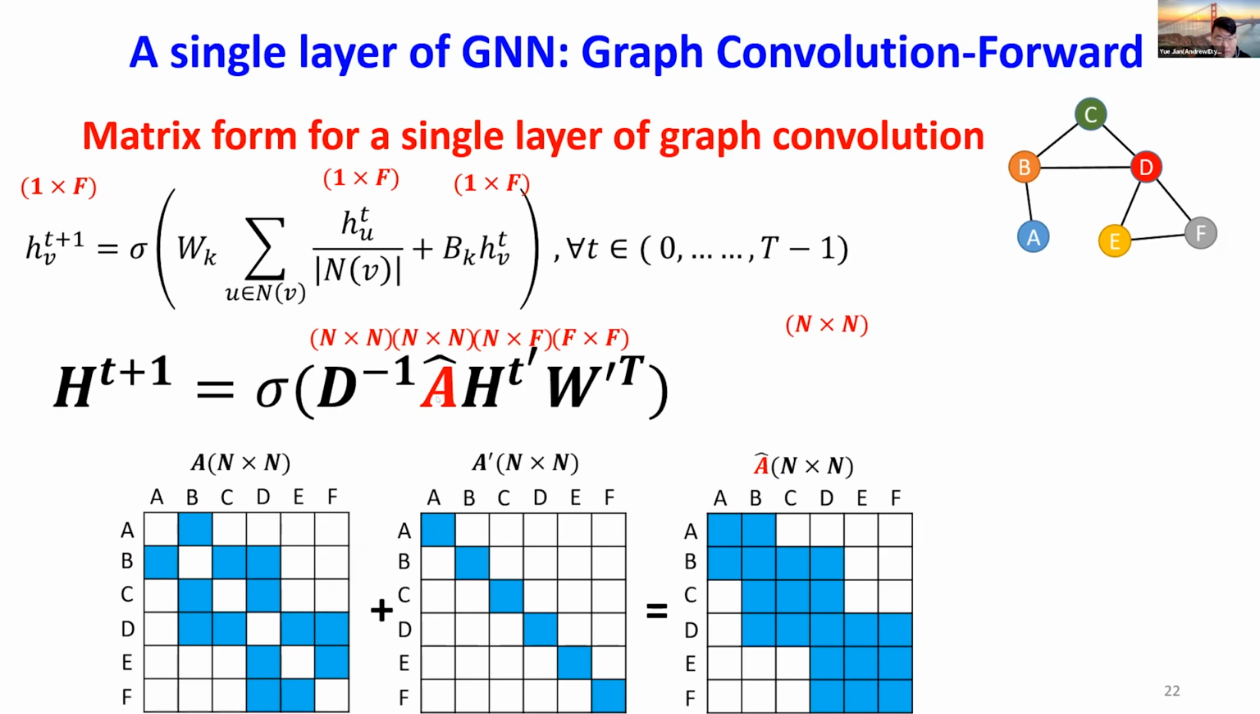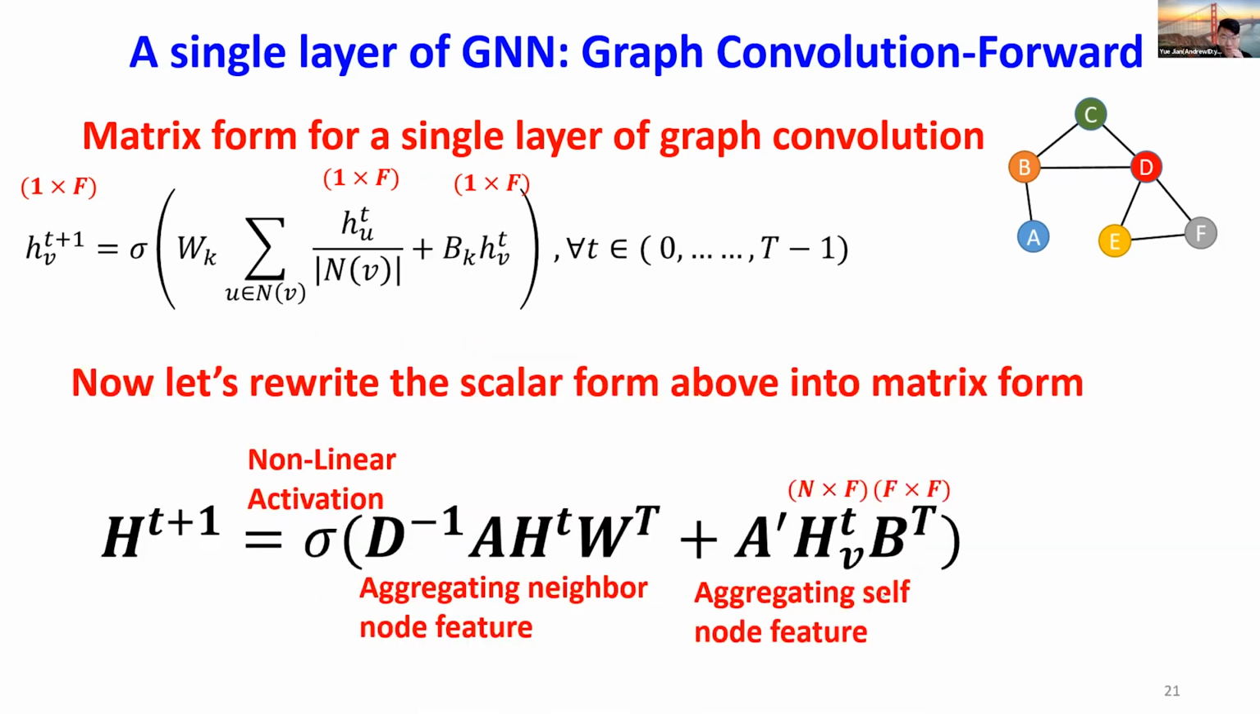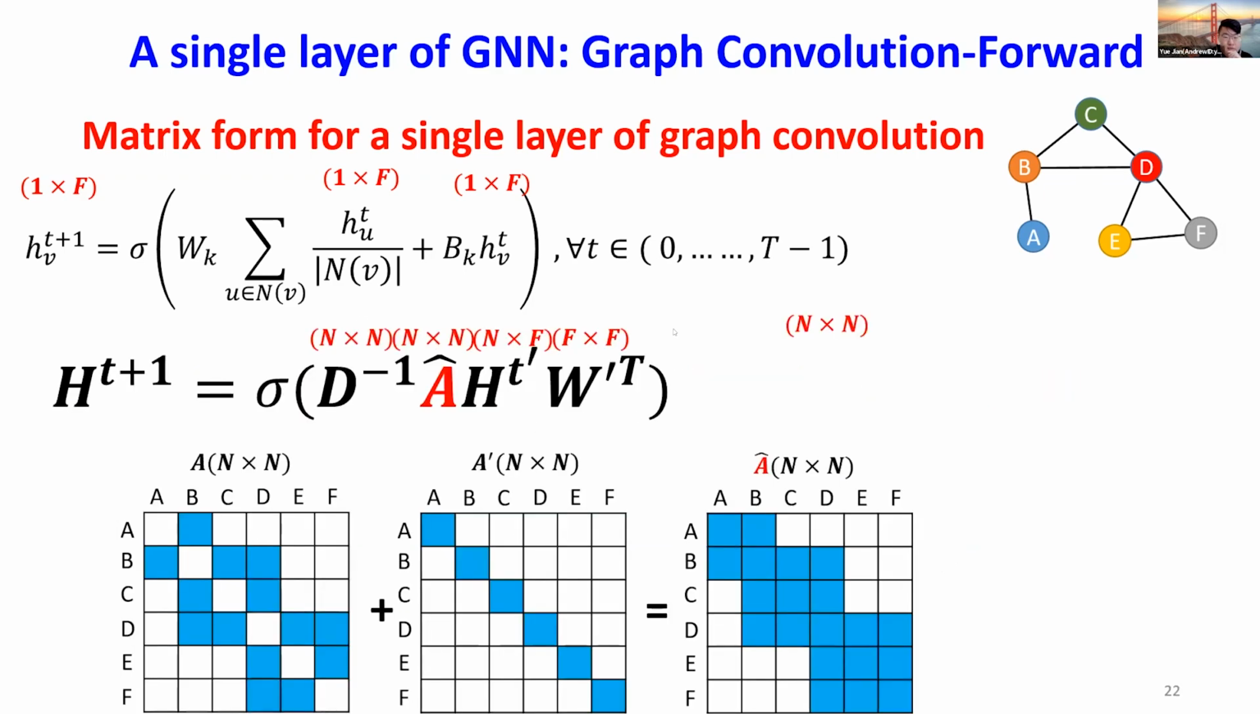So we can apply these tricks and merge the adjacency matrix together here, which is the A hat. So A hat is the sum of A and A prime. And now we rewrite a new learnable weight term, which is W prime transpose. And finally, these two terms will be rewritten as one term here.